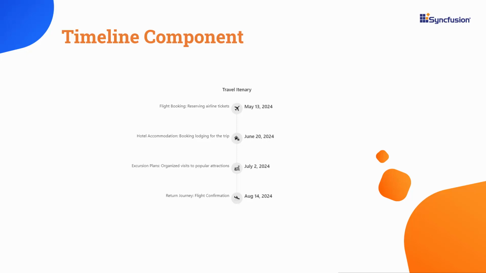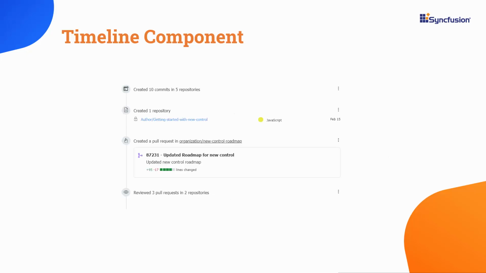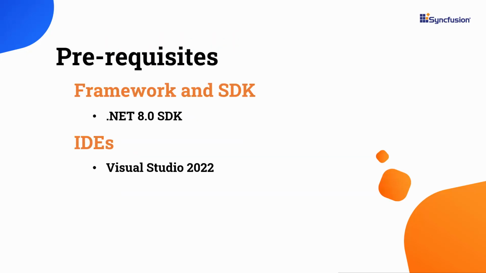and progress. It includes built-in features such as orientation, content alignment, and template customization to enhance user interaction and customization options. Before proceeding, ensure that you have the .NET 8.0 SDK and Visual Studio 2022 installed on your machine, as only these framework and IDE options are utilized.